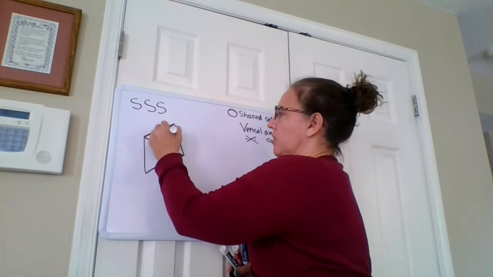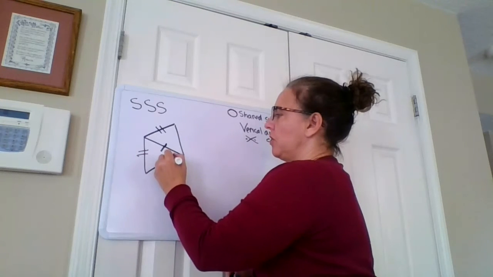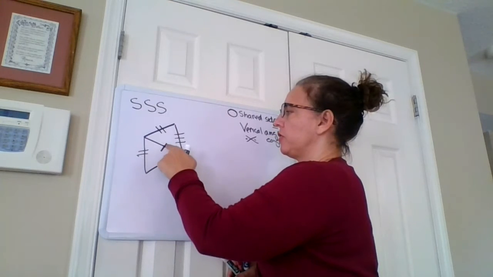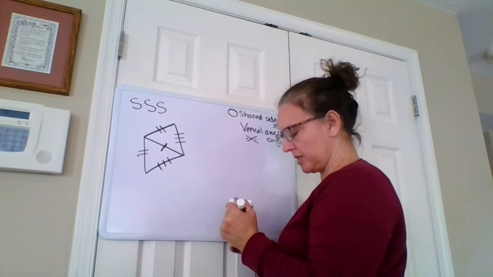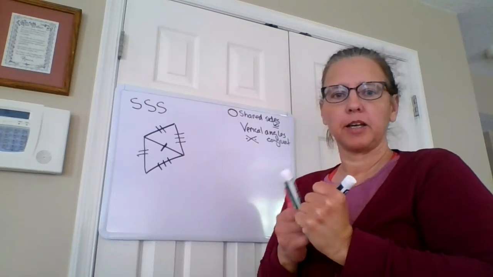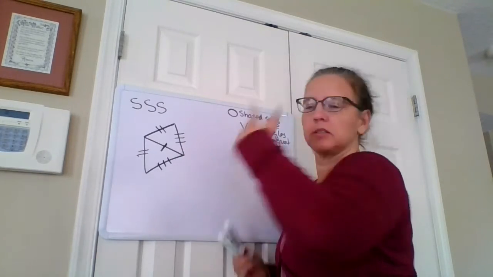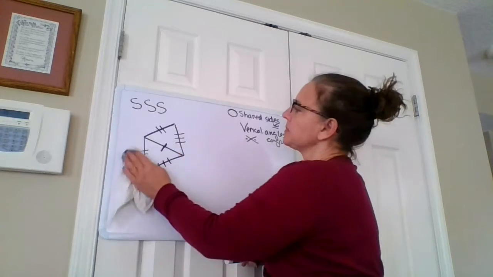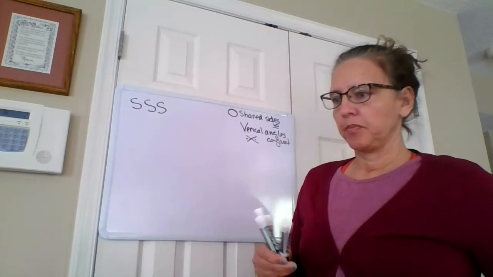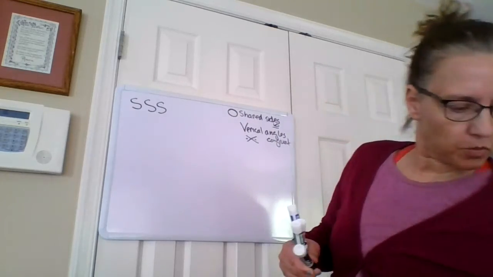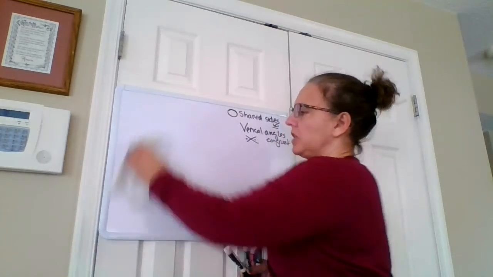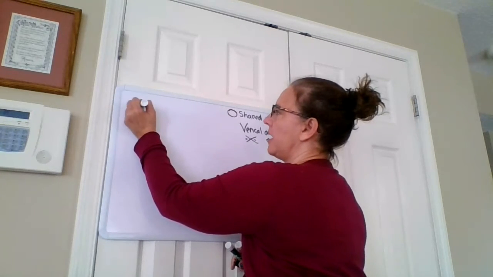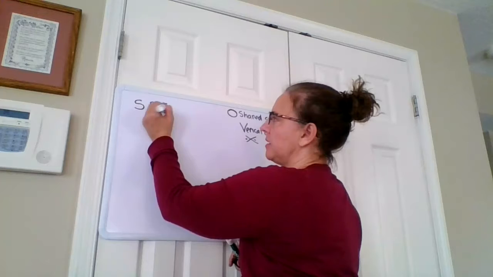I don't have any vertical angles, but I have one shared side for each triangle, so I have 3 sides that are congruent. Side, side, side. I have 3 sides. That's what I have. I can say they're congruent. The next one that we're going to use is side, angle, side.